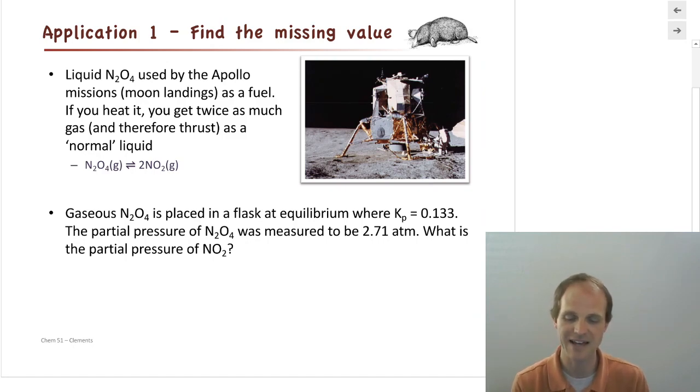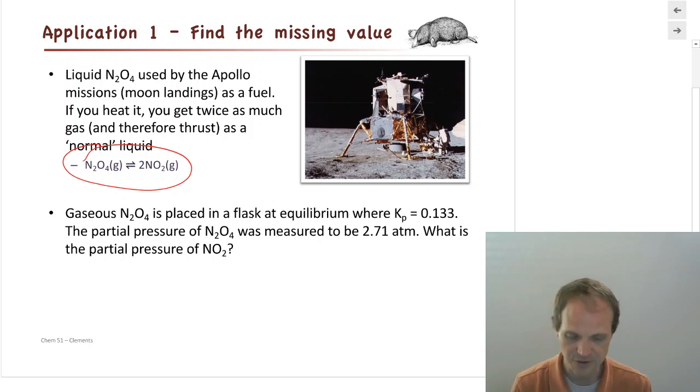Our first one is just to find a missing value. And it turns out N2O4, dinitrogen tetroxide, was used by the Apollo missions, the moon landings, as a rocket fuel, because if you heat it, not only do you go from a liquid to a gas, getting that expansion and being able to use it as a propellant, but every single N2O4 falls apart into 2 NO2s, according to this balanced reaction right here. So you actually get twice as much propellant, right? Twice as much gas for every 1 molecule of propellant. So people use that as a propellant because it also stores fairly well.